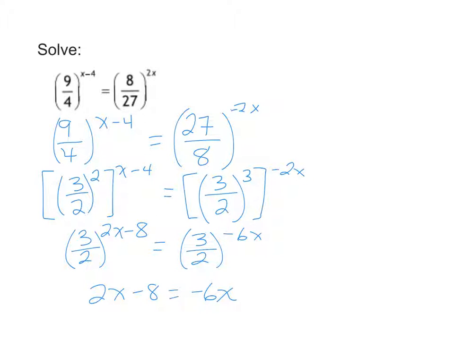I'm going to subtract 2x from both sides. I'll take it up here where you can see it. So it's negative 8 equals negative 8x. Right, subtracting 2x. And then divide by negative 8, so x equals 1. Again, you can check by filling the 1 in the place of x and seeing if both sides of that equation are equal.